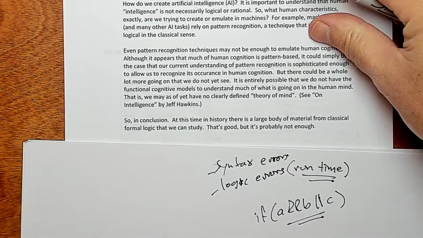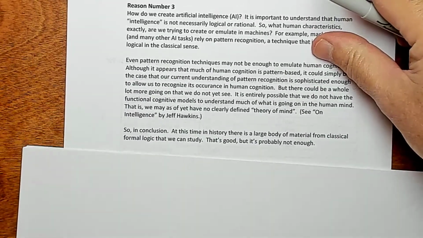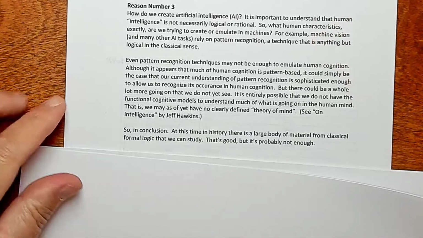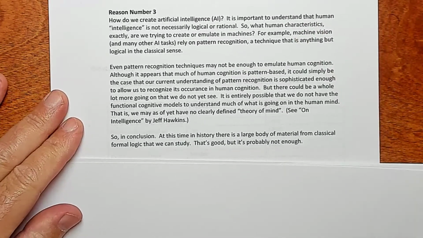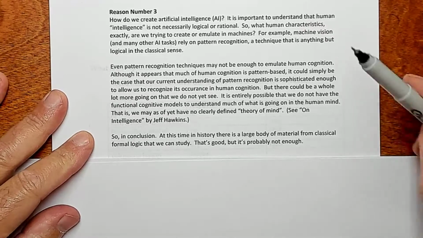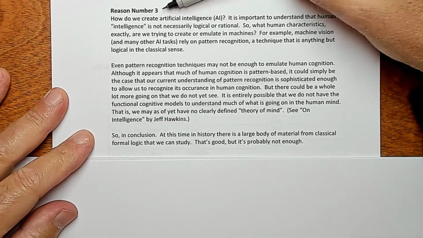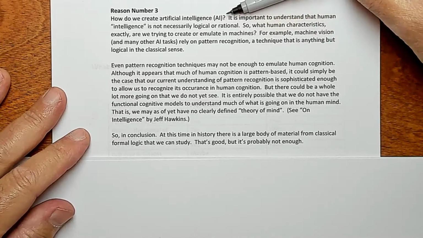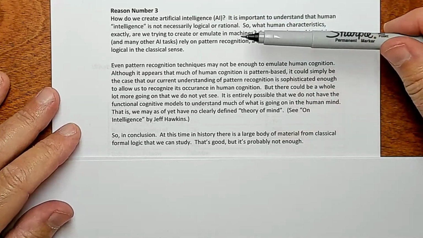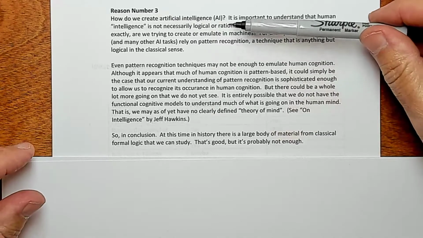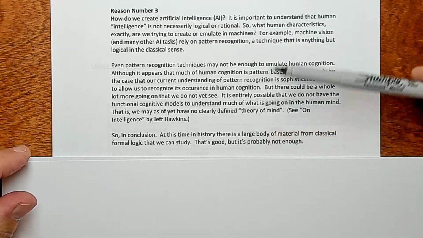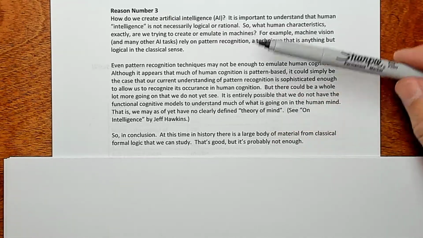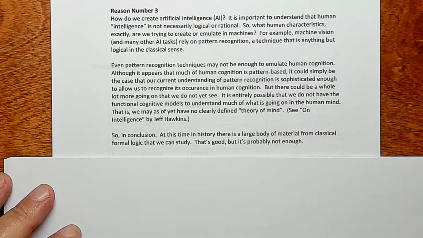All right, reason three, how do we create AI? So that would really require us to understand how humans think. And humans think in all kinds of ways. Only a tiny part of that is logical. There's all kinds of ways. So studying logic is part of it, but there's a lot more to it.